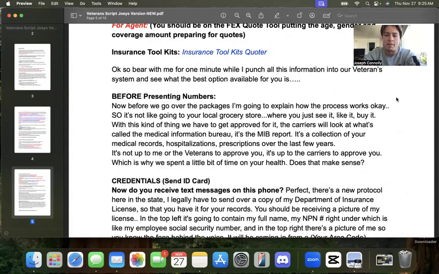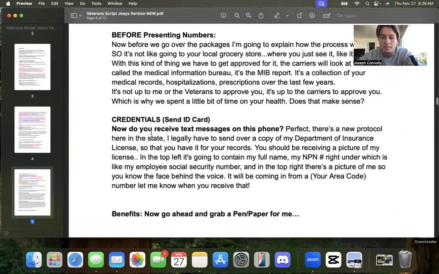And then so now before we go over the packages, I'm just going to explain how the process works. So it's not like going to your local grocery store where you just see it, like it, and buy it. With this sort of thing, we do have to get approved for it. And the carriers will look at what's called the Medical Information Bureau, or the MIB report. And it's a compilation of your medical records, hospitalizations, and prescriptions over the last few years. So it's ultimately not up to me or the veterans to approve you. It is up to the carriers to approve you, which is why I had to ask you those health questions. Does that make sense, sir? All right, perfect. And then do you receive text messages to this phone? Is this a cell phone that you're talking to me on?